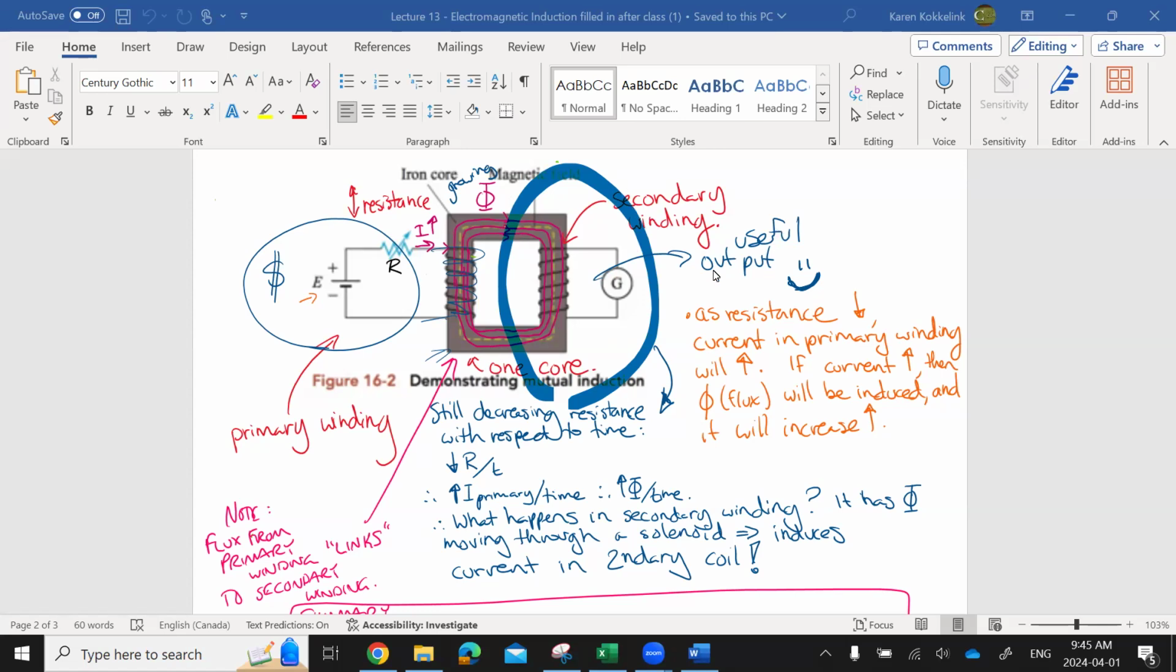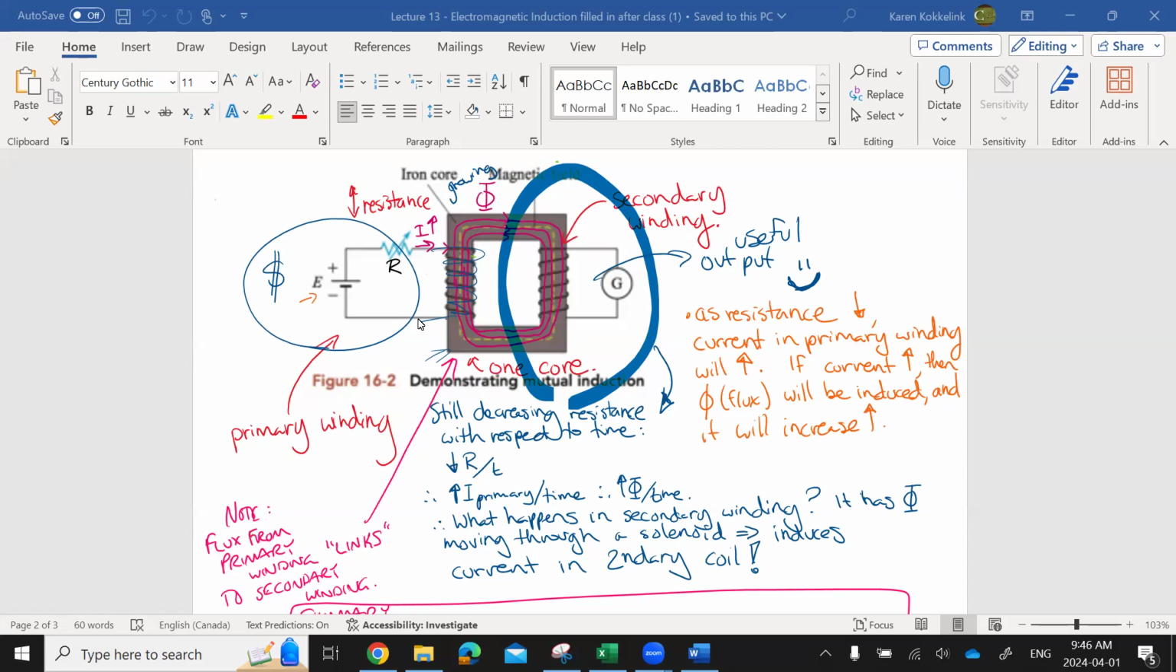All right, let's see, that's a secondary winding. That gives me useful output. Now, as the resistance decreases, the current in the primary winding will increase. If the current increases, then the flux will be induced and it'll increase the flux as well. Still decreasing resistance with respect to time. Decrease with respect to time means that you're increasing the primary current with respect to time, therefore increasing the magnetism with respect to time. What's going to happen in the secondary winding? It has the flux moving through a solenoid, which is going to induce current in the secondary coil. That's great. Note, flux from the primary winding links to the secondary winding, so that is called the linkage.